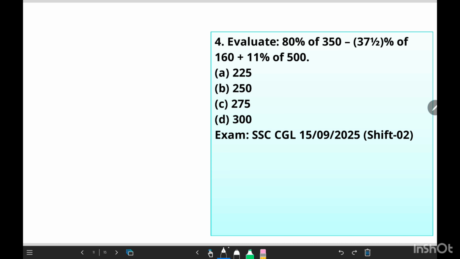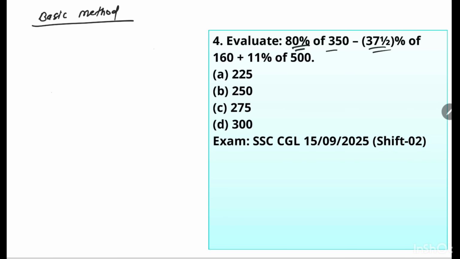Now question number 4. Before we go to question number 4, let's solve this question from the basic method. This question is saying 80% of 350 minus 37.5% of 160 plus 11% of 500. This is our question. So what is this question saying?